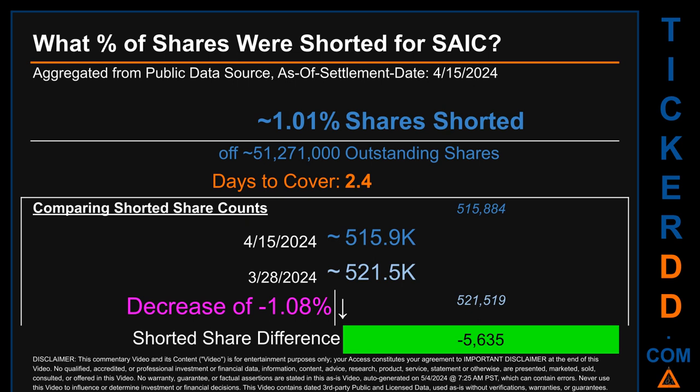Days to cover is 2.4. When I compare the current 2-week period data snapshot against the previous period, ending in settlement date, March 28, 2024, I find that the current snapshot had roughly 5.6 thousand less shares shorted. This means that, compared to the previous snapshot, the current snapshot has a decrease of minus 1.08% of shorted shares.